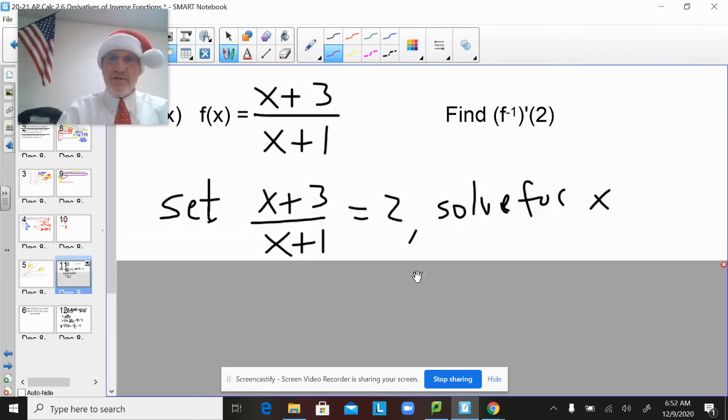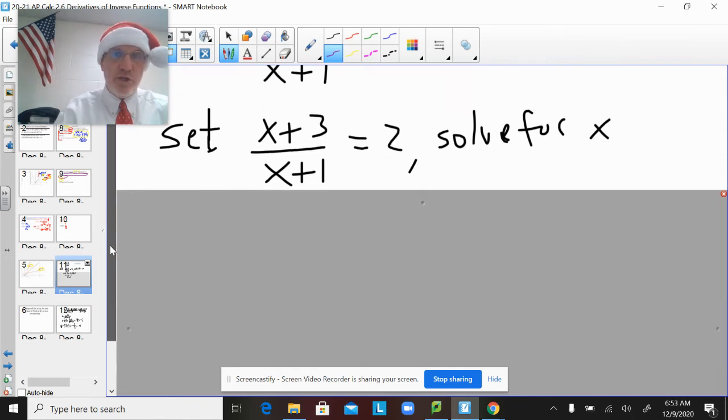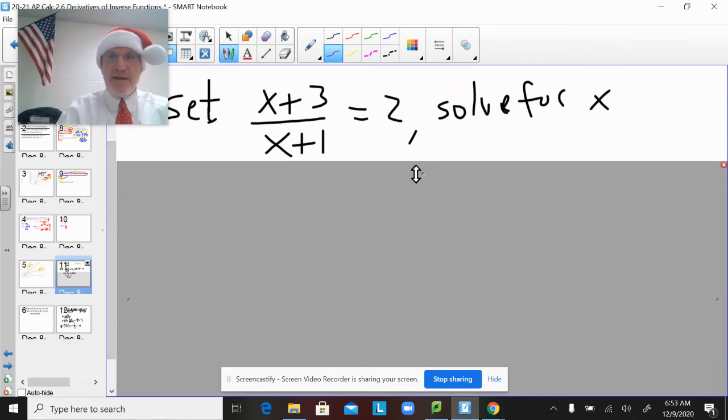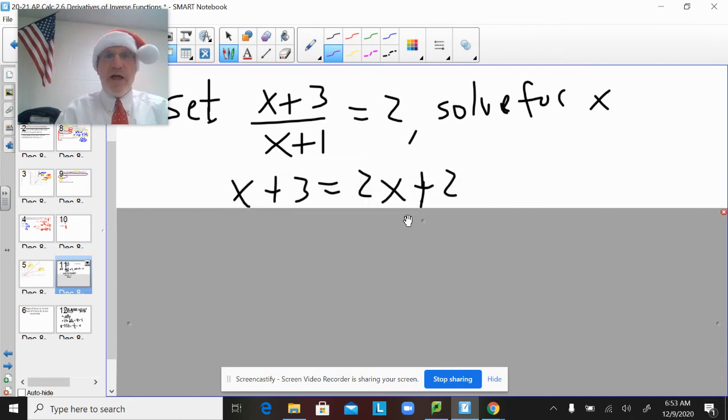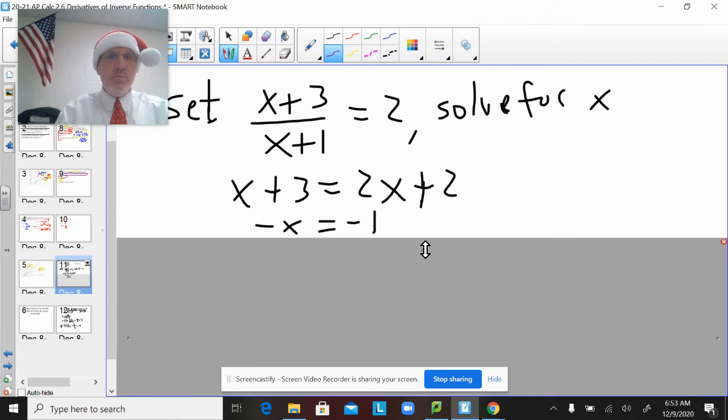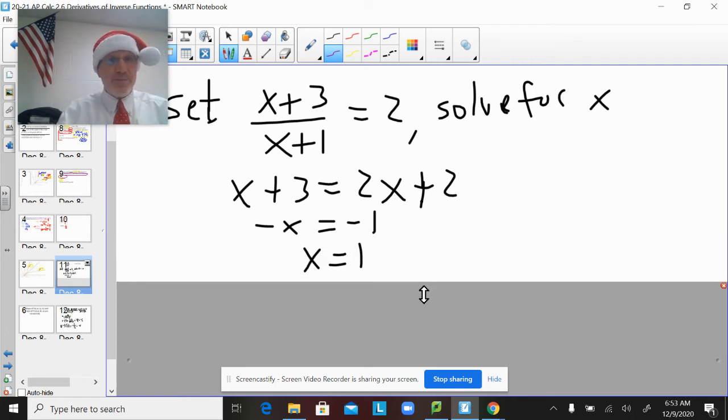So let's do that. Okay, so I solved it. I multiplied both sides by x plus 1, which became x plus 3 equals 2x plus 2. And then I moved the x's to the left. I subtracted 2x from both sides, and I subtracted 3 from both sides. I just solved it, hopefully a simple equation. I got x equals 1.